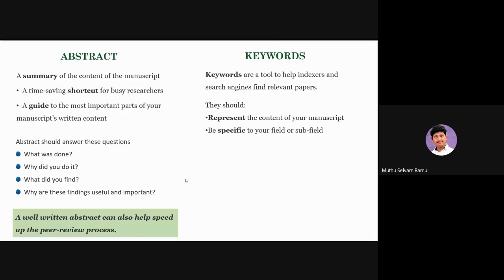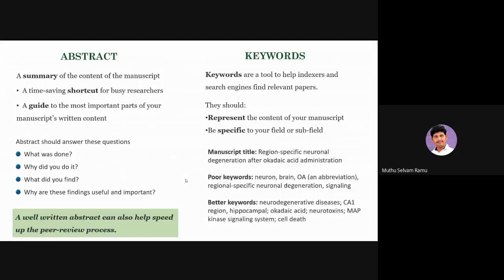We might all know that when we type something in the query box of Google, we get a lot of suggestions. The keyword serves that purpose. So one should use it to represent the content of the manuscript and be specific to your field or subfield. That is the key purpose of keywords. Next slide. I have given an example here.